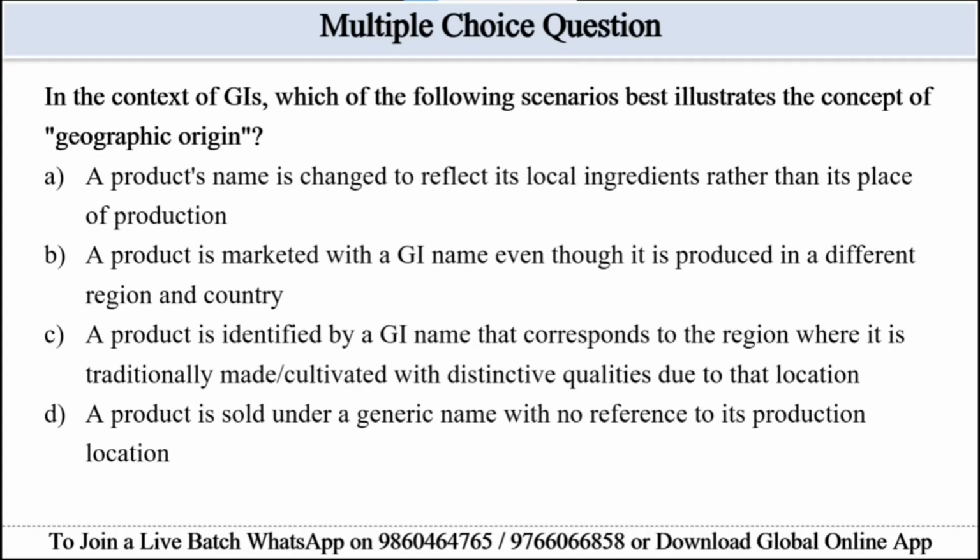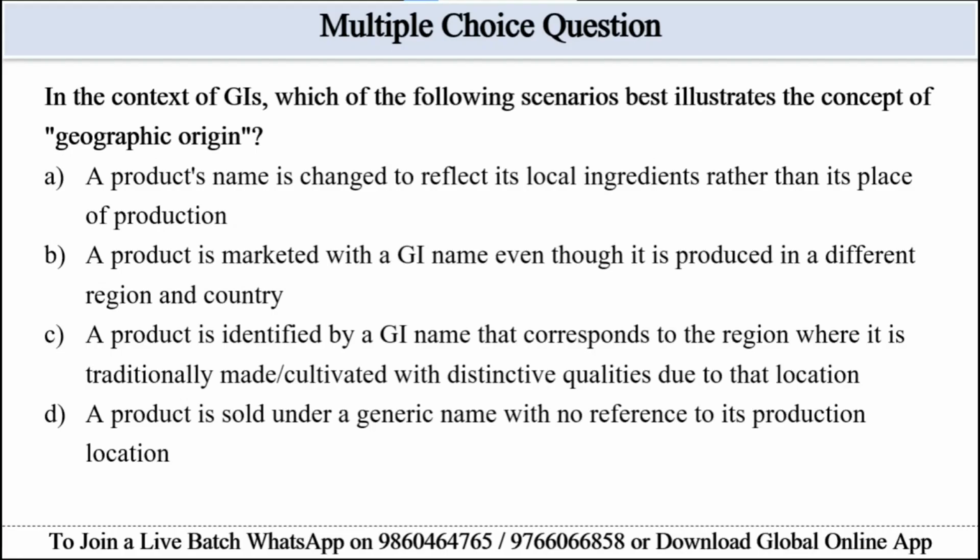Let's see the next question. In the context of GIs, which of the following scenarios best illustrates the concept of geographic origin? Option A, a product name is changed to reflect its local ingredients rather than its place of production. Option B, a product is marketed with the GI name even though it is produced in a different region and country. Option C, a product is identified by a GI name that corresponds to the region where it is traditionally made or cultivated with distinctive qualities due to that location. Option D, a product is sold under a generic name with no reference to its production location.